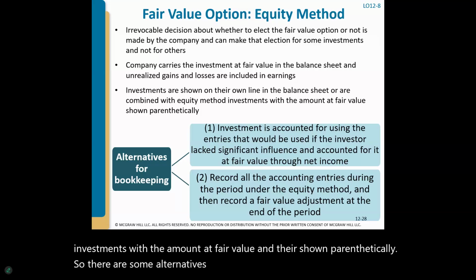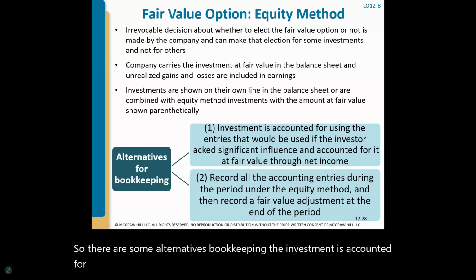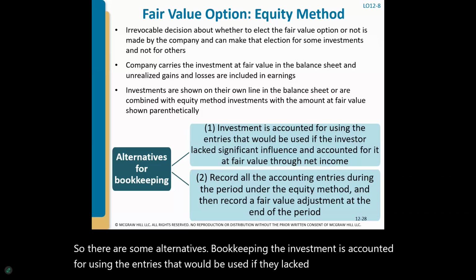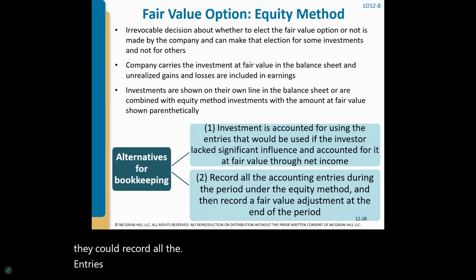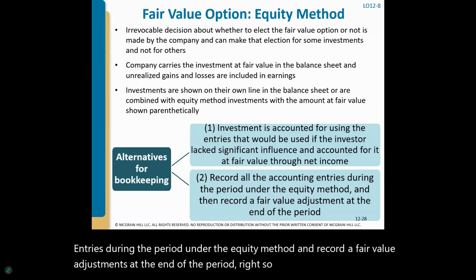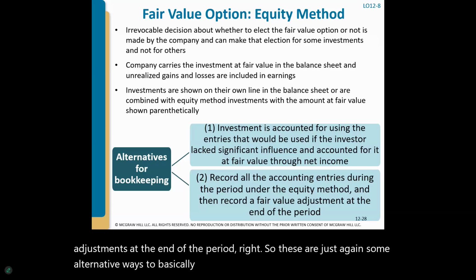The investment is accounted for using the entries that would be used if they lacked significant influence and they use the fair value net income, or they could record all the accounting entries during the period under the equity method and record the fair value adjustments at the end of the period, right? So these are just, again, some alternative ways to basically accomplish the same thing.